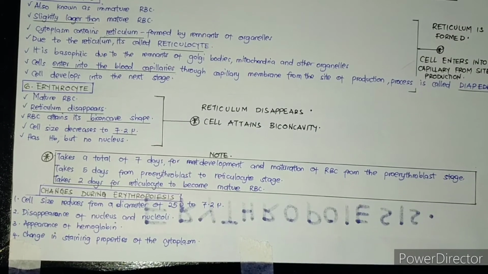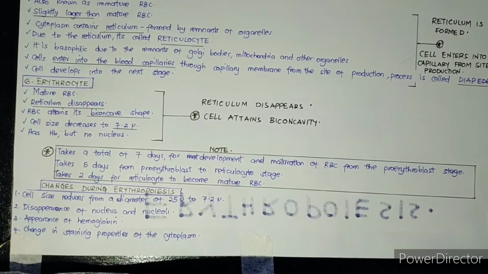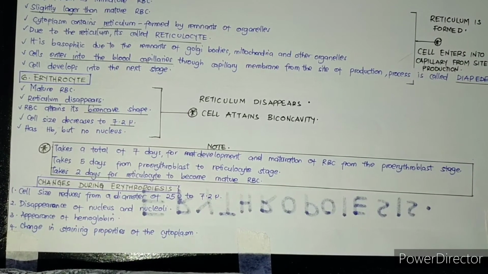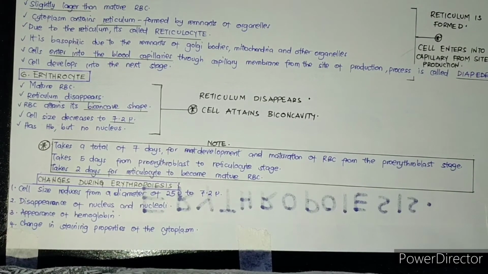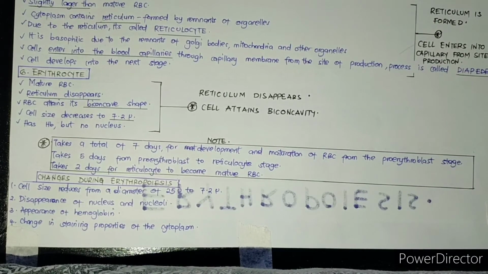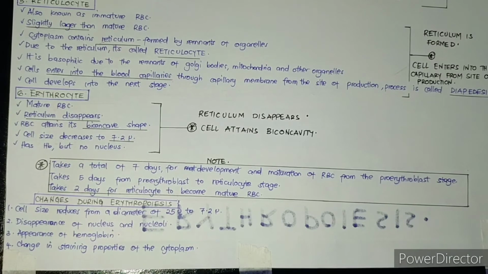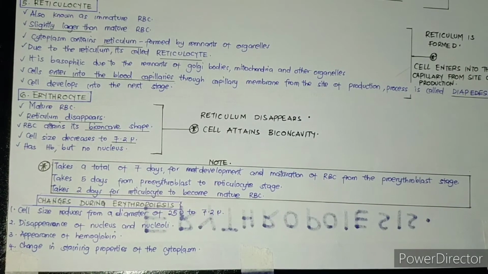The last stage is the erythrocyte. It is the mature RBC. In this stage, the reticulum disappears and the RBC attains its biconcave shape. The cell size decreases to about 7.2 microns. This cell has hemoglobin but has no nucleus. The two important events occurring at this stage are the reticulum disappears and the cell attains biconcavity.